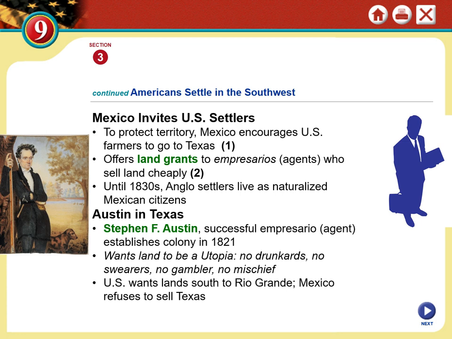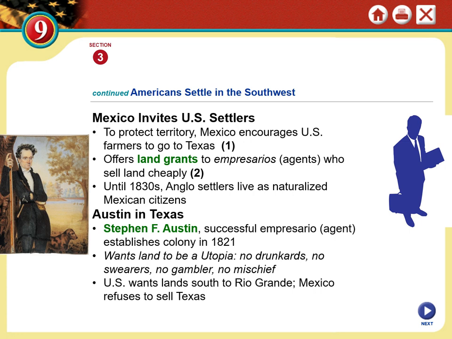Essentially, it would be a town in Mexico, and Stephen Austin would be the mayor of this town. He set up very strict rules. There was to be no drunkenness, no swearing, no gambling. And generally, there was a law against mischief. So, he was very strict. He ran a very tight ship. But he was very successful, and many people came to his colony to live.